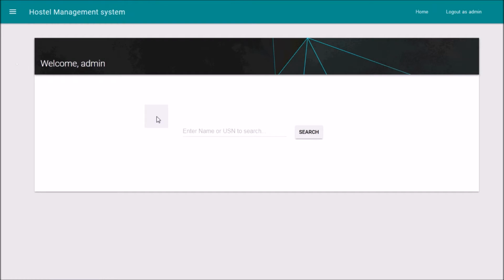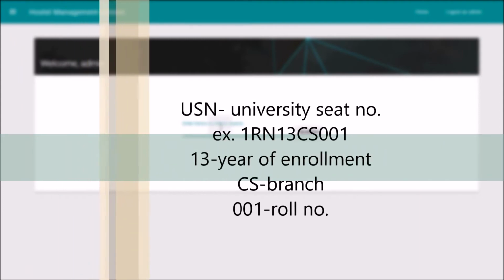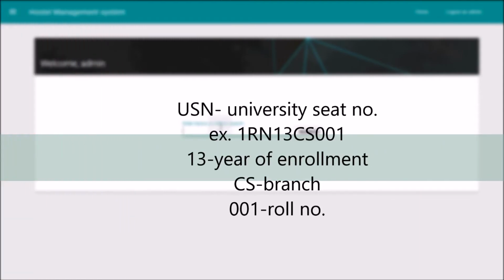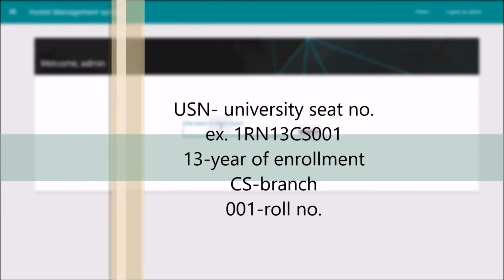As soon as I click on login, I'm redirected onto a welcome page which has a search box at the center saying enter name or USN to search. First of all, what is USN? USN means university seat number, which is unique to each student, having information of his or her branch, year of enrollment, and of course his roll number.